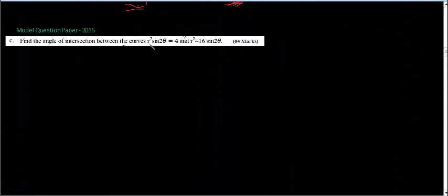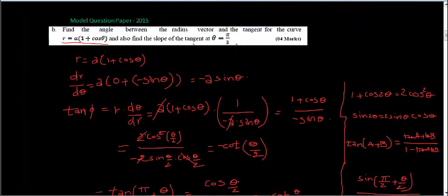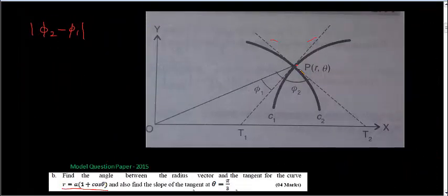Here the first curve is r squared sine 2 theta = 4. Let us rewrite this as r squared = 4 by sine 2 theta. And the second curve is r squared = 16 sine 2 theta. R is on one side and theta is on the other side: on the LHS we have r, on the RHS we have theta. These are the two curves. We need to find out the angle between these two tangents.